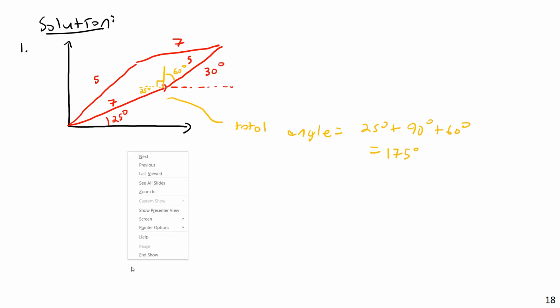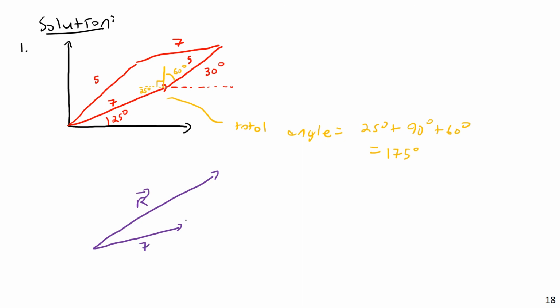So we now have a triangle with the resultant force that we're looking for. So we have this here, our resultant force that we're looking for, and we have vectors of length 7 and 5. But then the angle is 175 degrees. So we need to find vector r. And we can do that.